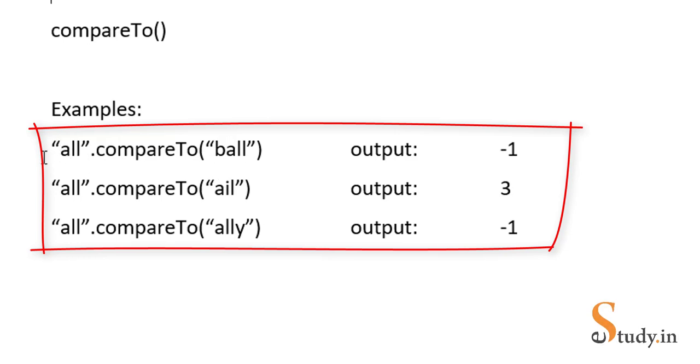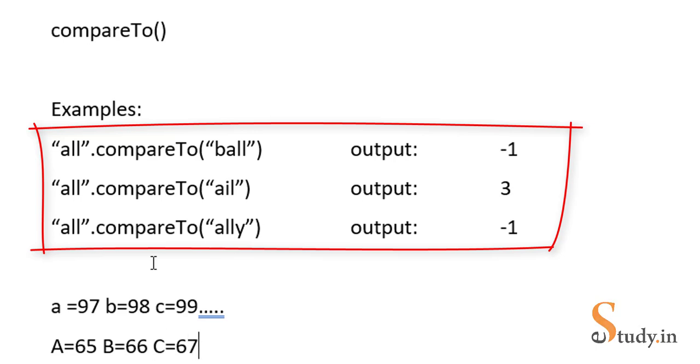What it will do is, first it will compare the Unicode of the character at the first position of the first string and the Unicode of the character at the first position of the second string. So what is the Unicode of small a? The Unicode of small a is equal to 97. Similarly, Unicode of small b is 98, Unicode of small c is equal to 99 and so on. Similarly, Unicode of capital A is equal to 65, capital B is equal to 66, capital C is equal to 67 and so on.